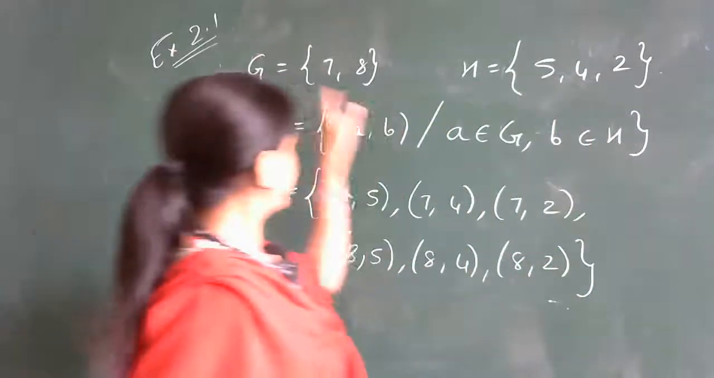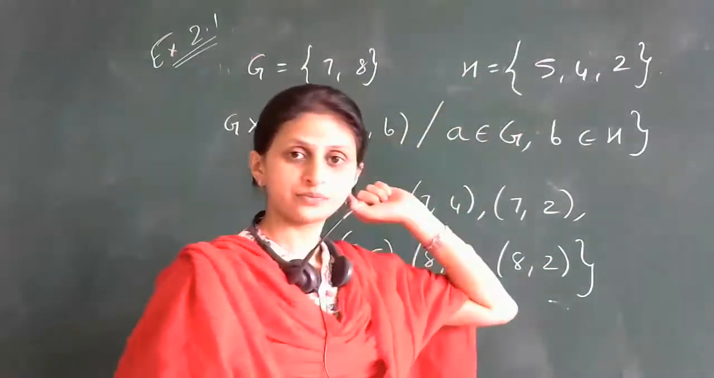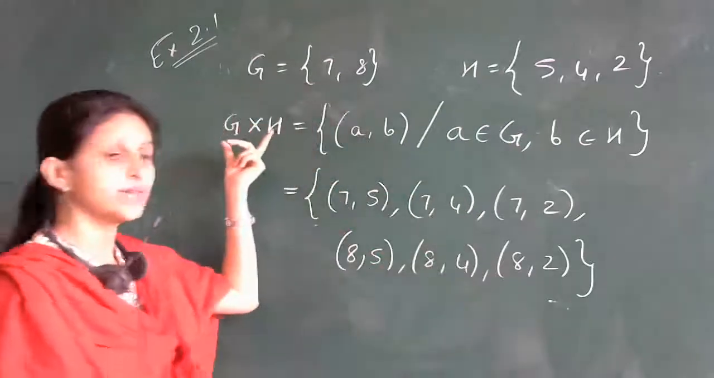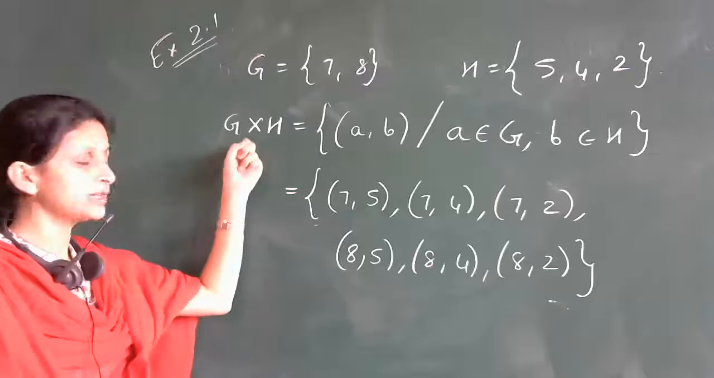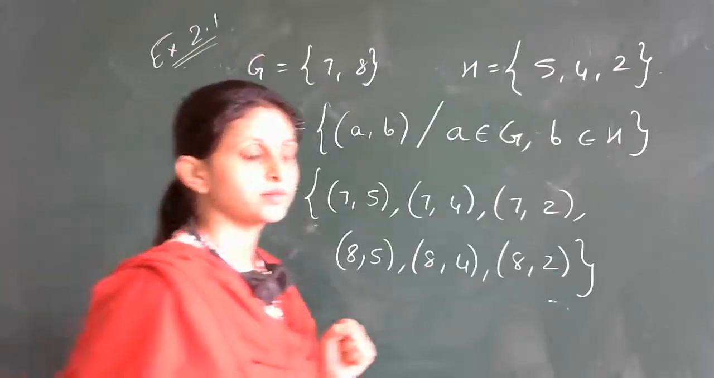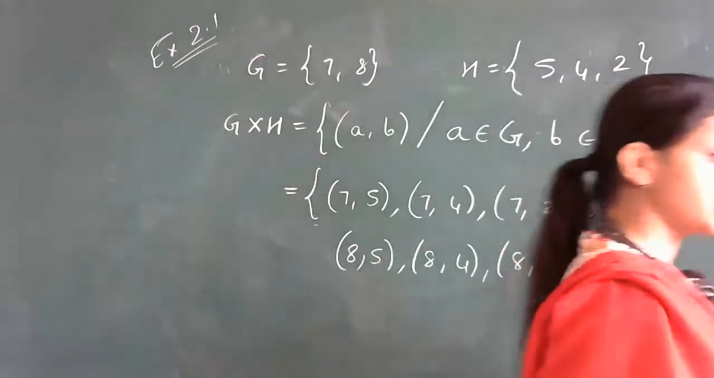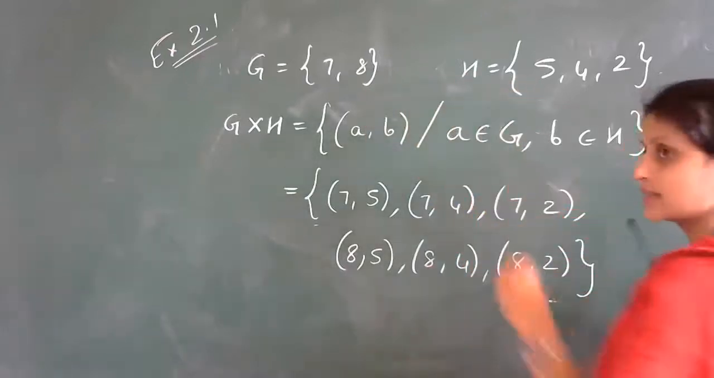See, in my first set G, I have 2 elements. In my set H, I have 3 elements. So, how many elements should be there in Cartesian product G cross H? How many elements should be there in the Cartesian product, students? 6, right? 2 into 3, 6.